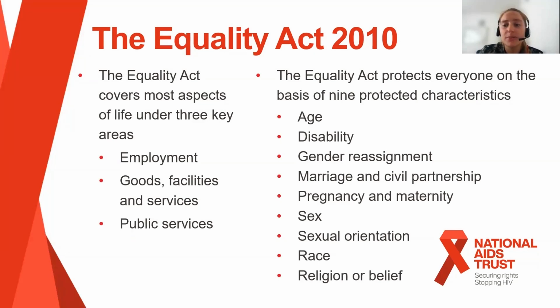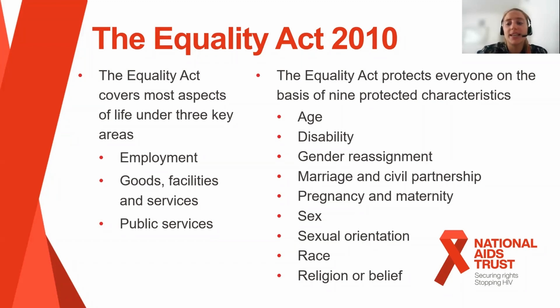It's the law that I use most in my day-to-day work, and it covers aspects of life under 3 key areas. So they are employment, goods, facilities and services, and public services. So goods, facilities and services could include consumer services, rented and private property, utilities, financial services, transport and leisure. And public services would include health and social care benefits, public housing services, police and the courts.